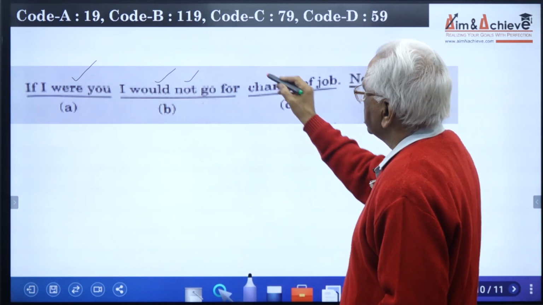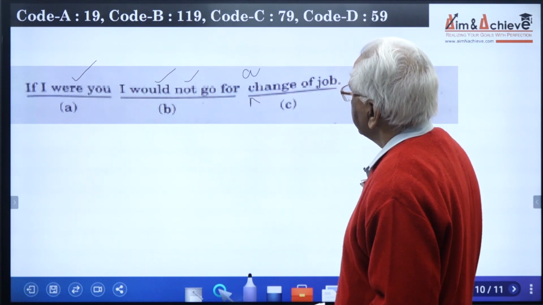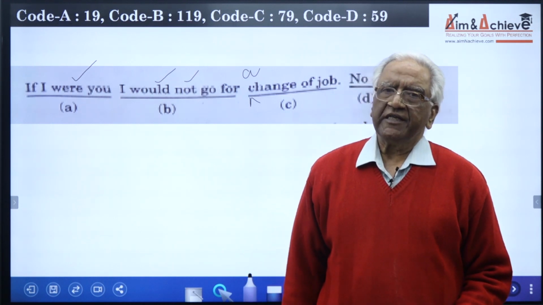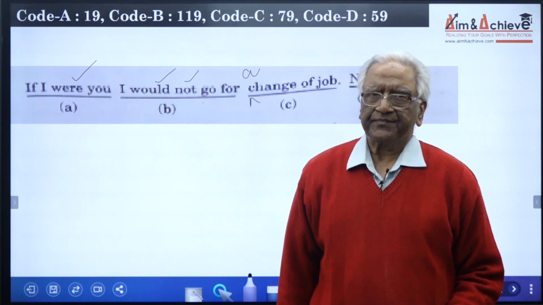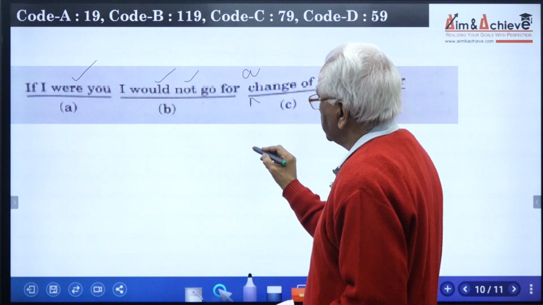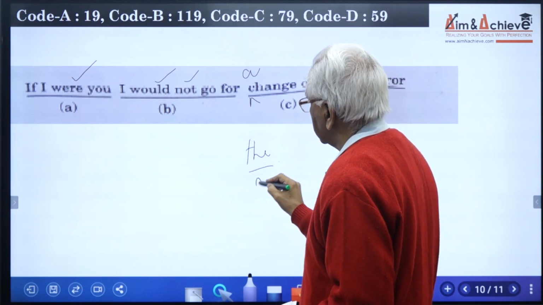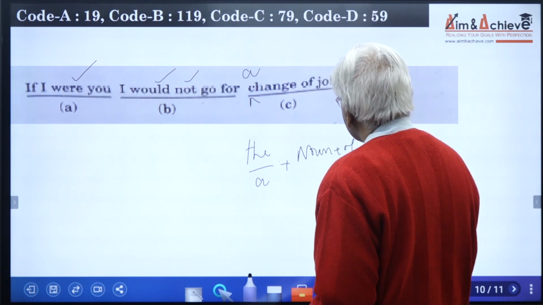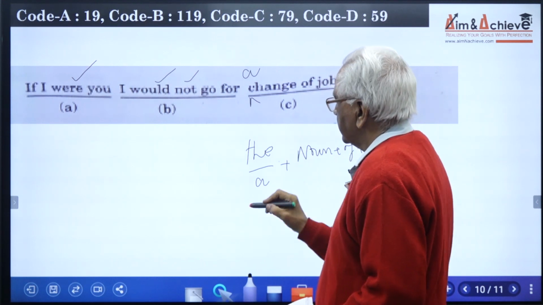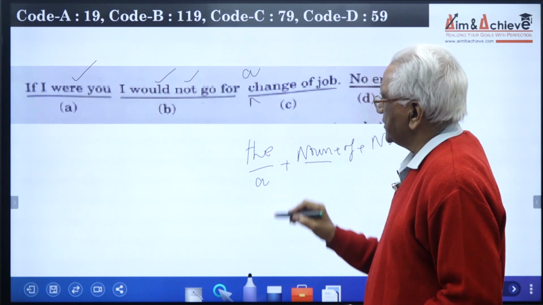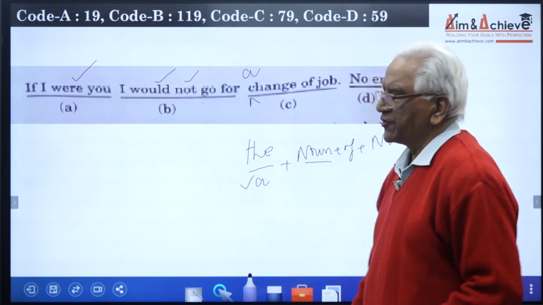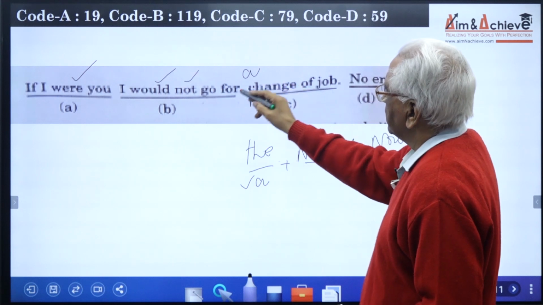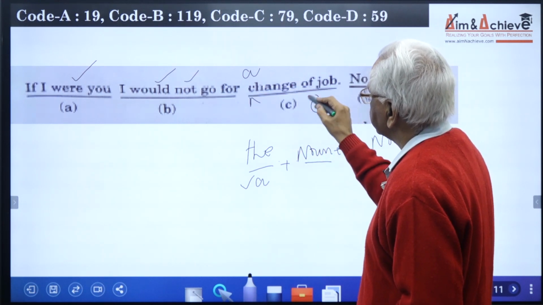Now we don't say change of job. We should say for a change. For a change, because we are talking of a specific change as a common noun. So we say for a change of job. The article a is required. The usual pattern is, if the noun is already mentioned earlier, then we use the, but when it is not mentioned, the listener does not know what we are talking about, then the use of a is appropriate. So the correct grammatical correction is for a change of job. That means the error is in part C.